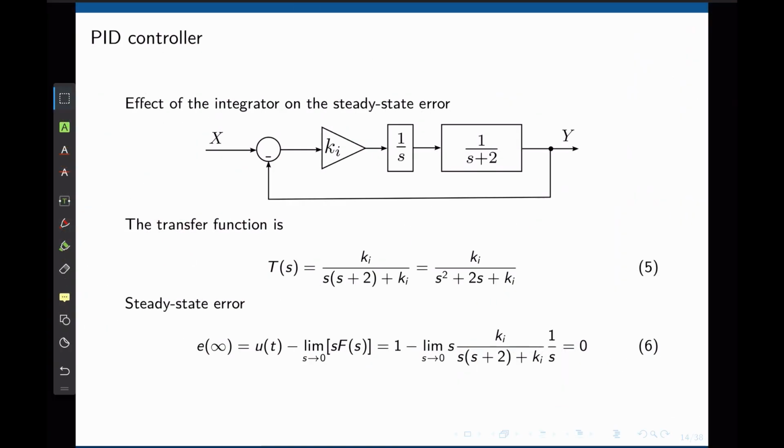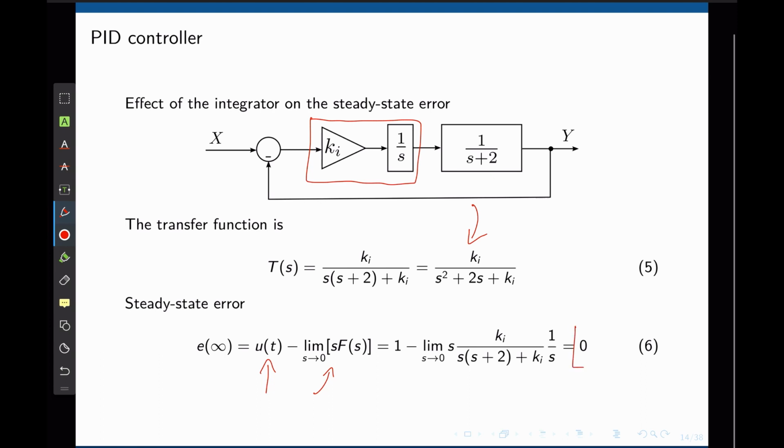I'm now going to jump to slide 14 and let's look at the effect of the integral gain in steady state error. You see the same plant, but now the controller is purely an integral controller, ki times 1 over s. We can now calculate the transfer function and apply the same theorem to find the steady state error to a step input, the desired final value minus the function final value for the same input. We see now that this tends to 0. An integral controller will always bring the steady state error to 0.